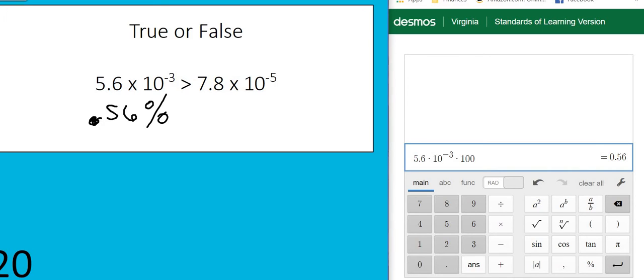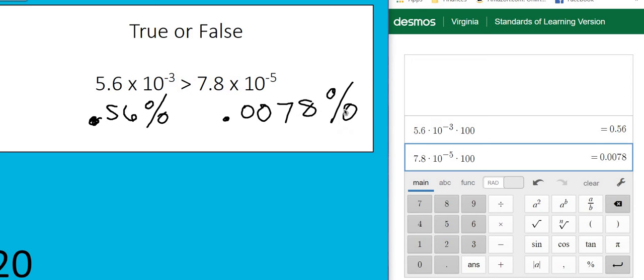Okay, and we're going to do the next one. 7.8 times 10 to the negative 5 power, and multiply that by 100 to make it a percent, and we get an even smaller number, 0.0078%. This is saying, remember if we use our number line, this symbol is on this end. So that means greater. Okay, this one over here means less than.